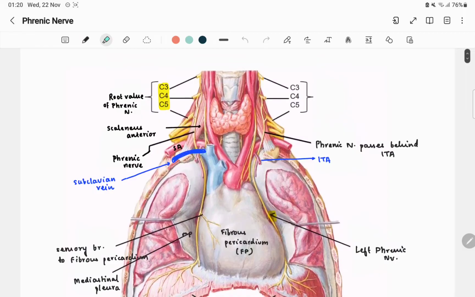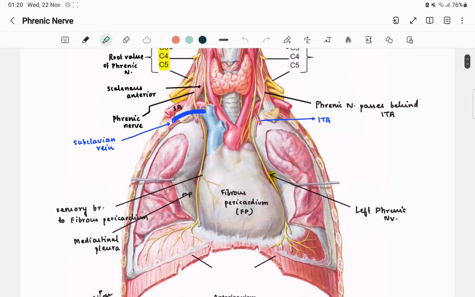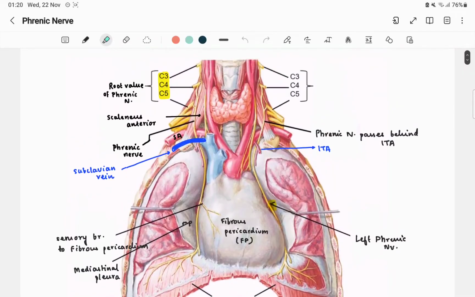Let's discuss the phrenic nerve. The phrenic nerve is supplying the diaphragm, and let me discuss with you how it is moving and how it is going. So we have the phrenic nerve here. You can trace this phrenic nerve in this open section. It is also giving a branch to your fibrous pericardium.